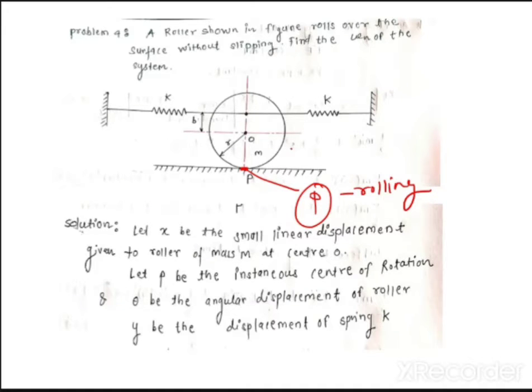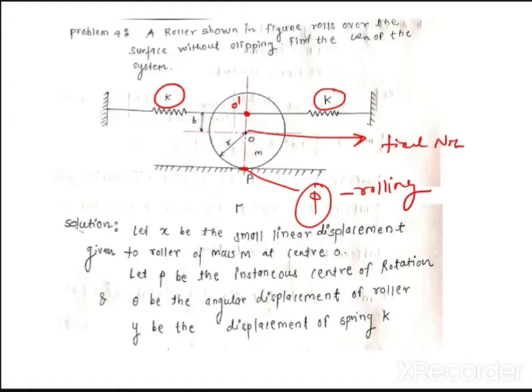Again, you will see that the center is not fixed. So O is the center, it is not fixed. Okay. But here what is the change? The change is that the spring K and K, there are two springs which are connected at this point. Let me call this point O dash.